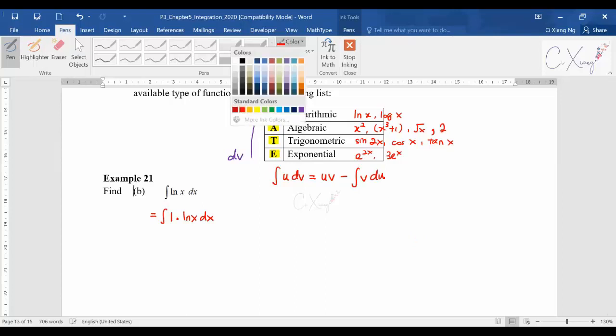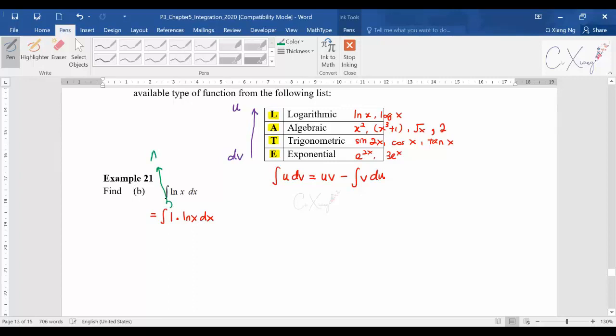First of all, I need to decide which one is u and which one is dv. For 1, it is an algebraic function. Ln x is actually a log function. So which one is higher? Ln x is higher, right? Therefore, u equals ln x. The higher level of function will be the u, which means what is your dv? Your dv will be 1 dx.